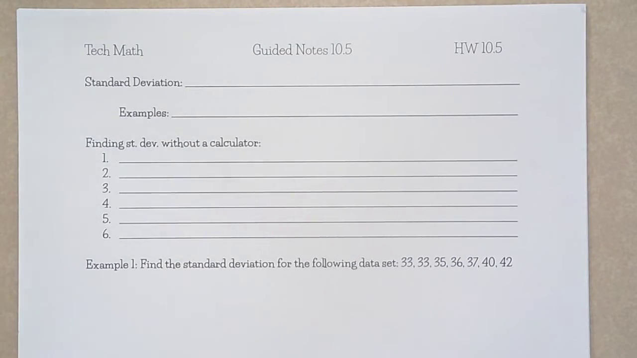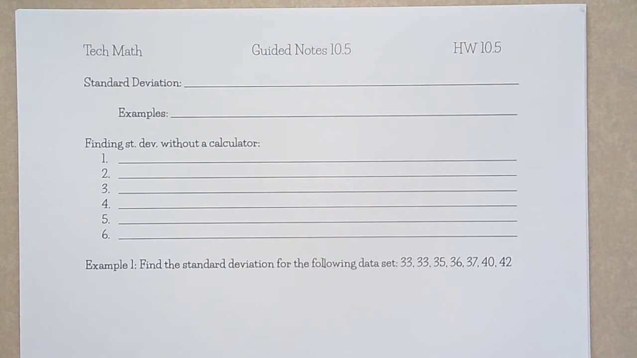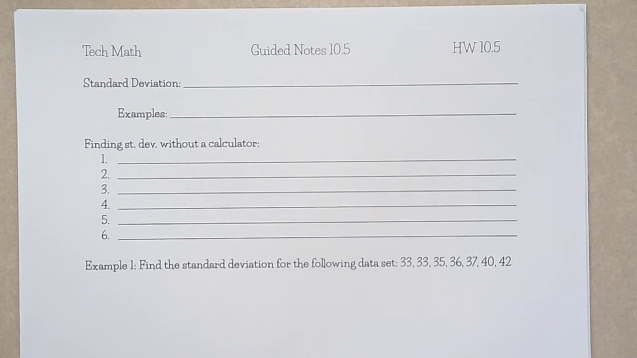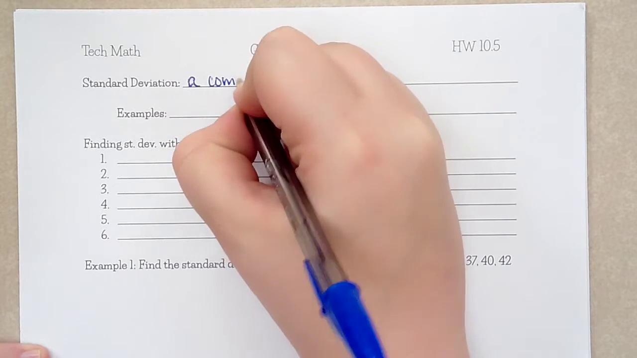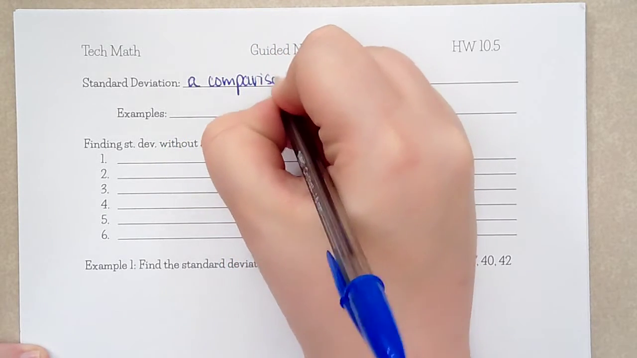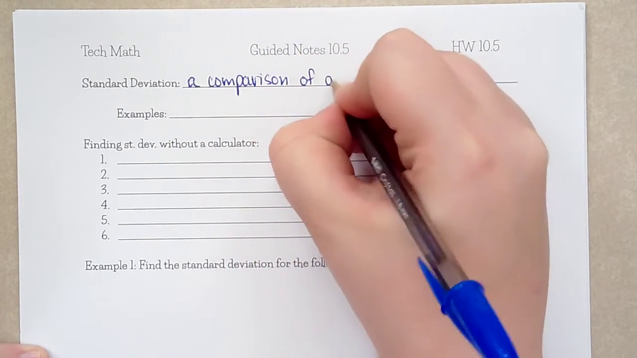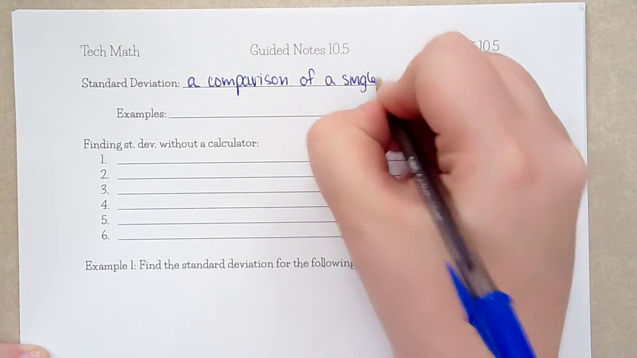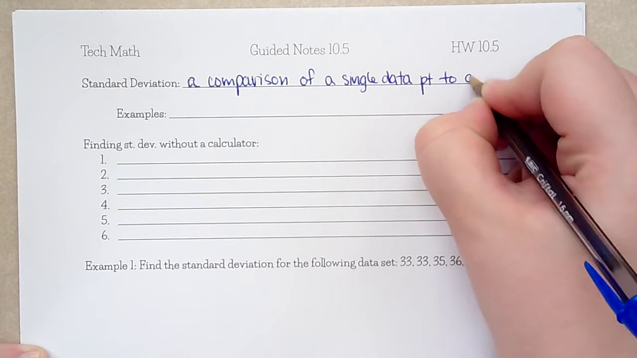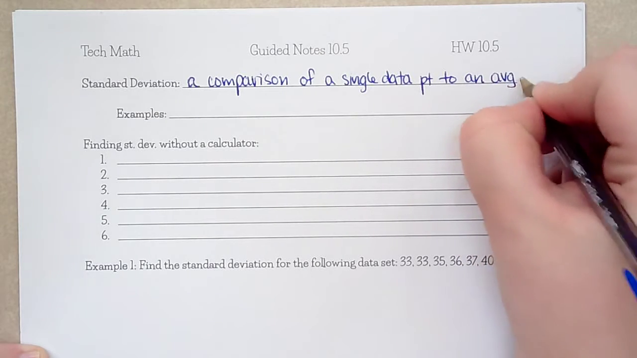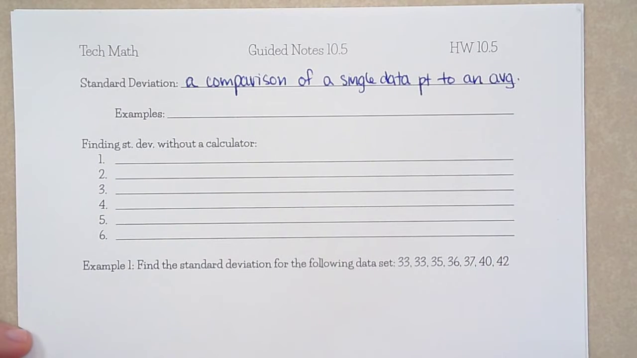Standard deviation is essentially a comparison of a single data point to the average of a data set. So it is a comparison of a single data point to an average of a data set.